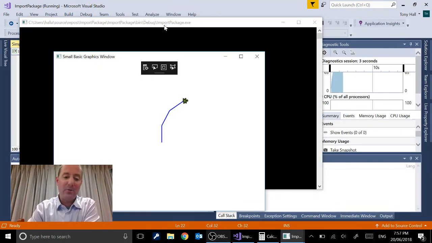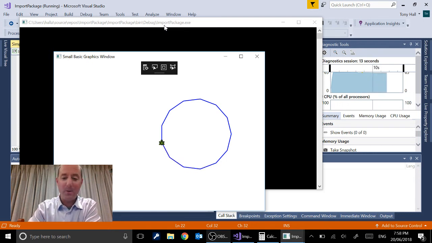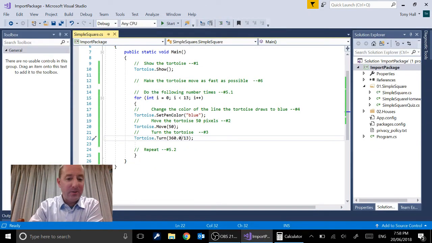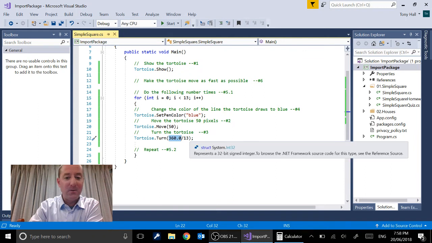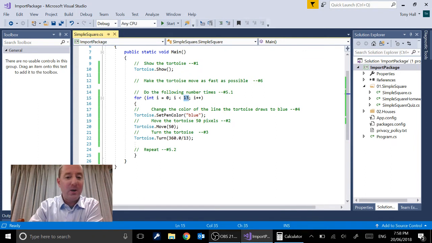hopefully our turtle will actually work out that the decimal components of our number matter and we should get our shape fully completed. And we have. All right, so this is going to improve our accuracy, 360.0 divided by 13. Try creating some of those shapes yourself. So you could try with a 6 and a 13 and see how you go.